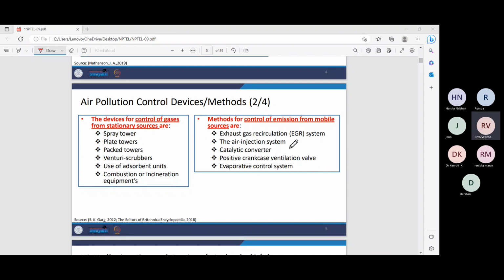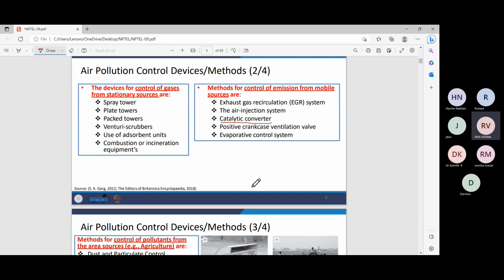Now coming towards the mobile sources. The methods for control of emission from mobile sources: first we have exhaust gas recirculation, EGR system. Then we have air injection system. Then we have catalytic converters. These are important. Catalytic converters are basically used to reduce the tailpipe emissions from the vehicles. And next up, we have positive crankcase ventilation valve (PCV valve) and evaporative control systems.